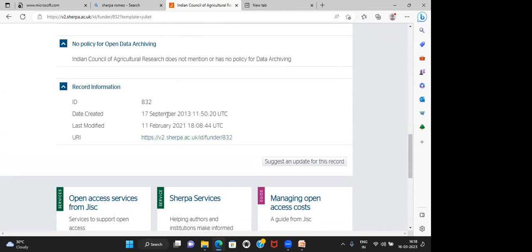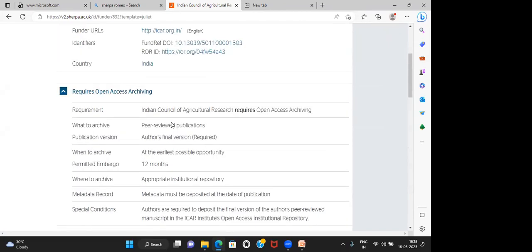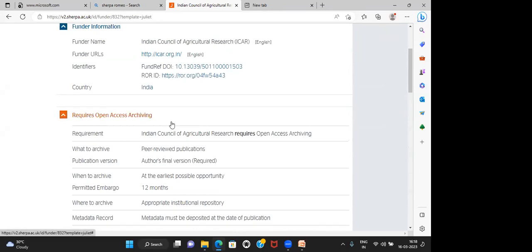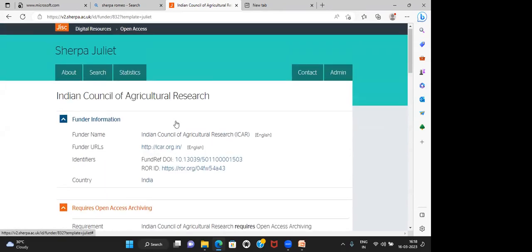So it was created on 17 September 2013 and last modified on 11 February 2021. So this is the thing. If we receive any fund from the ICR, we have to follow these mandates.